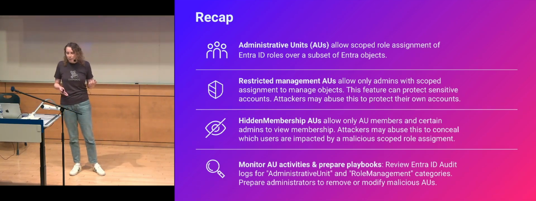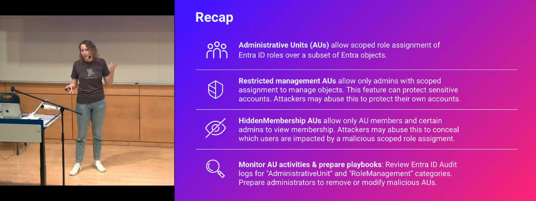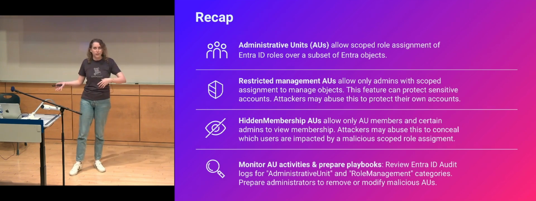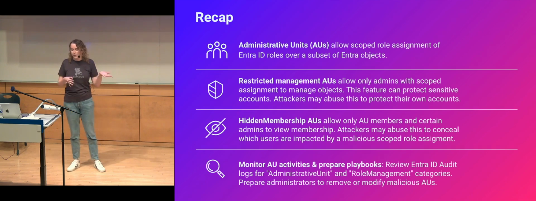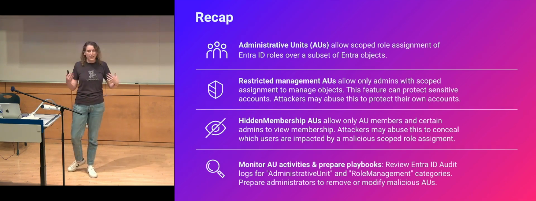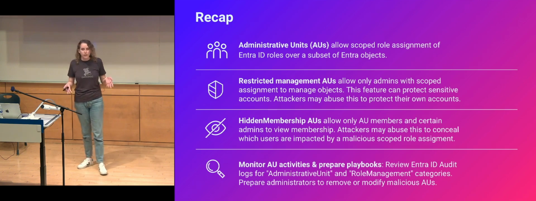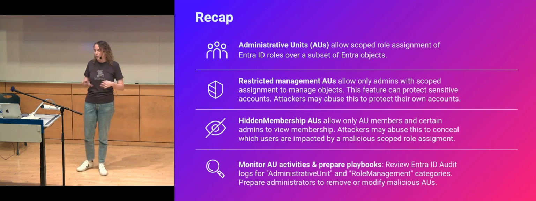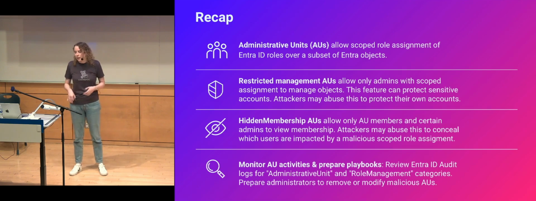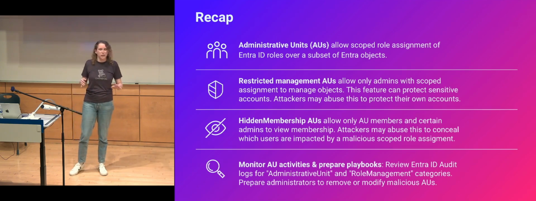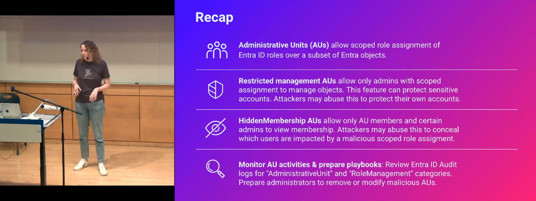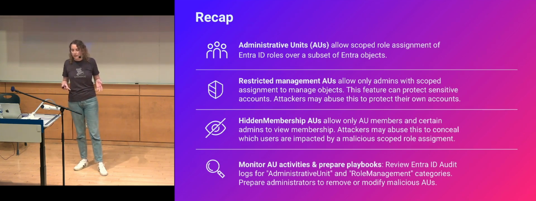As a final recap, administrative units allow scoped role assignment of Entra ID roles over a subset of Entra objects. Restricted management AUs allow only the admins with scoped assignment to manage those objects. They can protect our sensitive accounts, but they can protect attackers' sensitive accounts too. And hidden membership administrative units will allow only AU members and certain admins to view that membership, which can lead to some strange, concealed permissions assignments. So you should monitor your AU activities if you're not already.